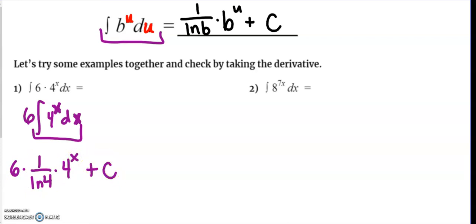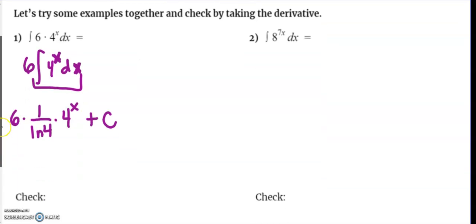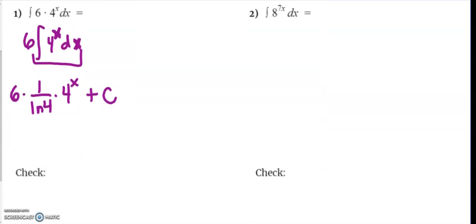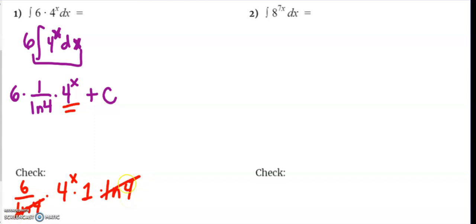Now, how do we check our answers? Well, I can check my answer by taking the derivative. 6 over the natural log of 4 is just a constant. It's going to hang out. The derivative of 4 to the x is 4 to the x times 1 times the natural log of 4, from our rules from before. These then cancel, and I'm left with 6 times 4 to the x, which is exactly what I had in my integral.